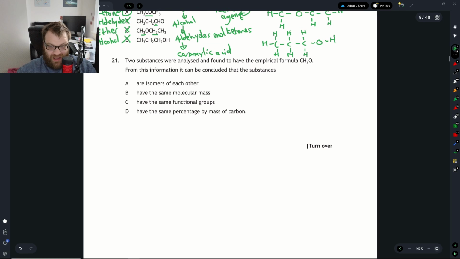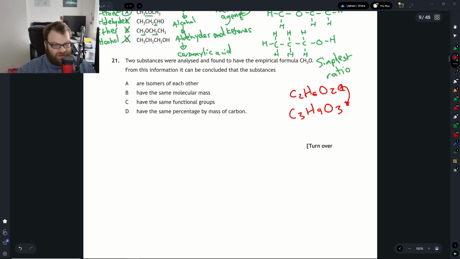Next one, we talked about empirical formulas. We've got the simplest ratio. What this means is that you could have C2H6O2, C3H9O3, and both of these chemicals would have the same empirical formula. This means that we don't know if they would be isomers of each other. Isomers would have the same molecular formula, a little bit different.